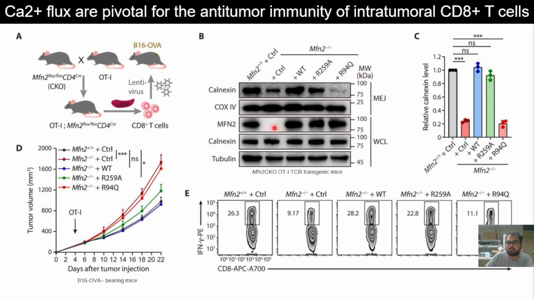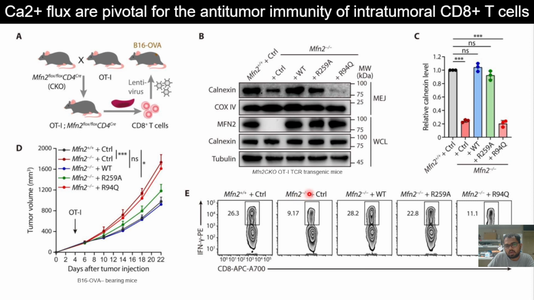So you can see here MFN2 is not there. It means that this is the knockout for MFN2, and when they express different variants, MFN2 was expressing, but in this particular variant, the ER and mitochondria junction is not happening. Similarly, in these variants, they also checked for the IFN gamma expression, which suggests how much the CD8 T cells are activated. So in this case, for example, it is like 26.3%, because this is wild type MFN2 mice and this is the control one.